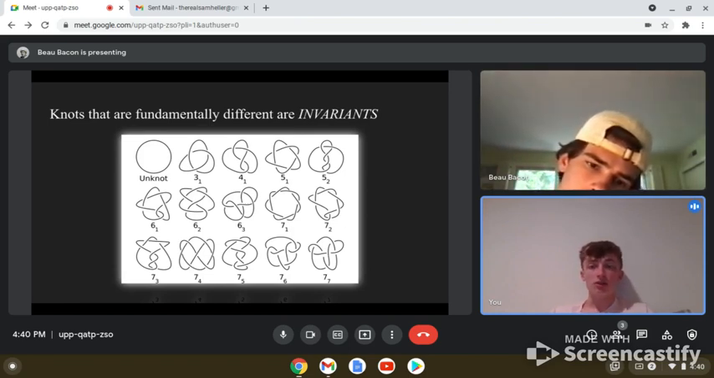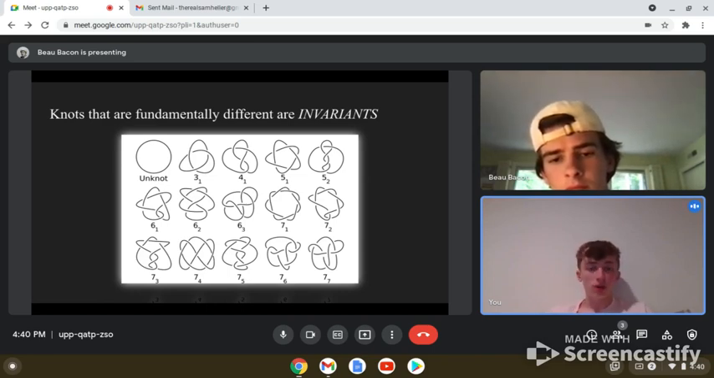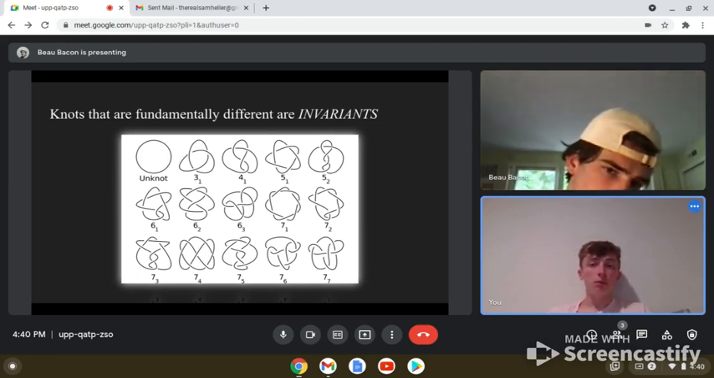As you can see here, there's, I believe, 7 knot invariants for 7 crossings. And this is just mainly because you have more room to work, if you know what I mean. But knot invariants are very important to knot theory and understanding if two knots are actually the same or if they're really different.